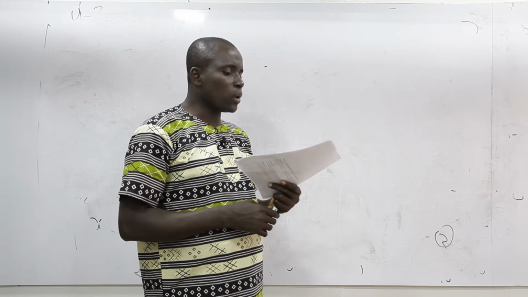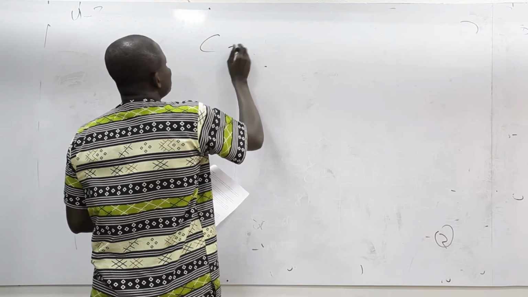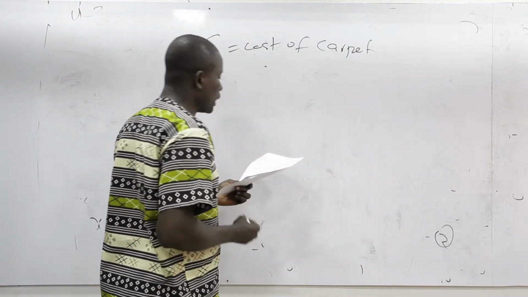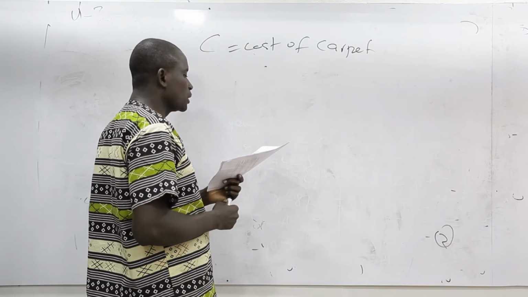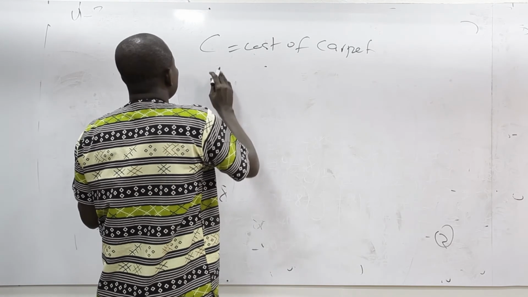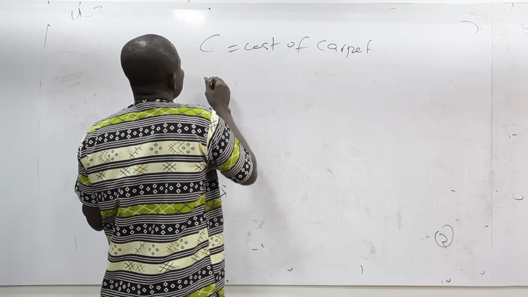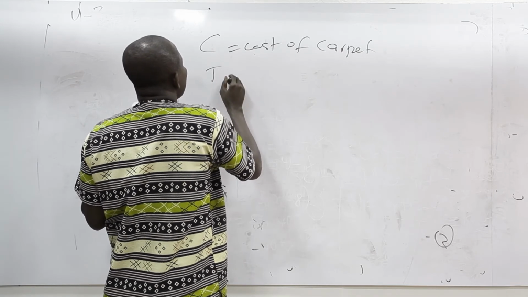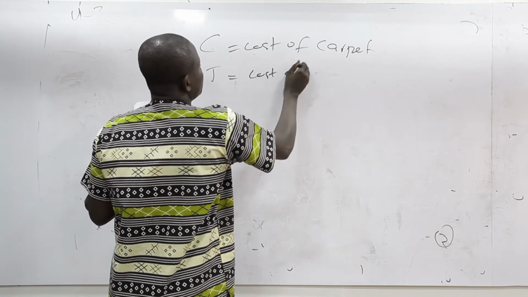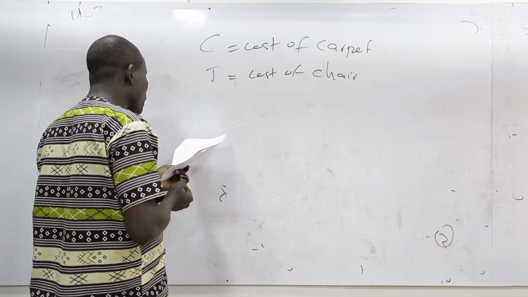He said that 8 times the cost of a carpet. So let's say C is the cost of carpets. I'm back to example 4 quickly. It exceeds the cost of a chair by 20. So this is carpet. So chair, should I make it T? Let me just make it T, okay? It's supposed to be C, but let me just make it chair. So T is the cost of a chair.